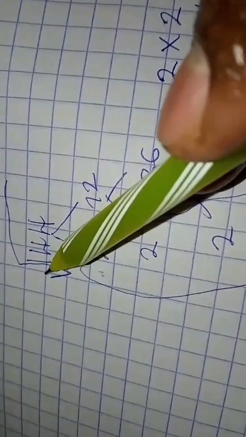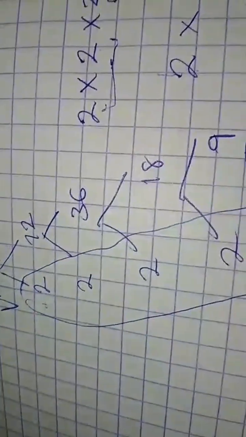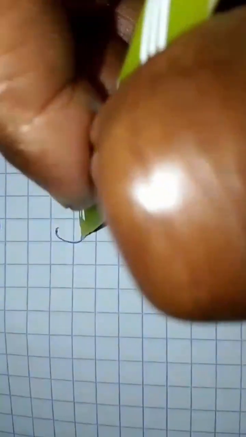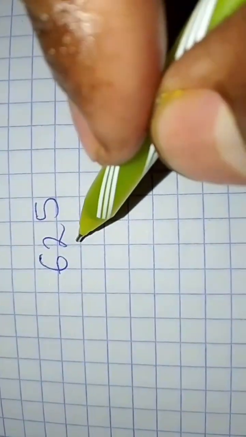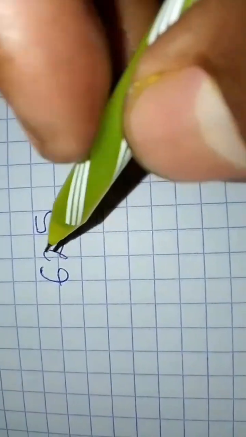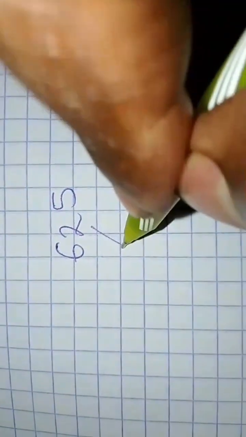Let's try another example. You can be asked, and the symbol for the square root looks like this. This is the symbol for the square root. You can also be asked to get the square root of 625. So you express it as a product of its prime factors using the tree method.